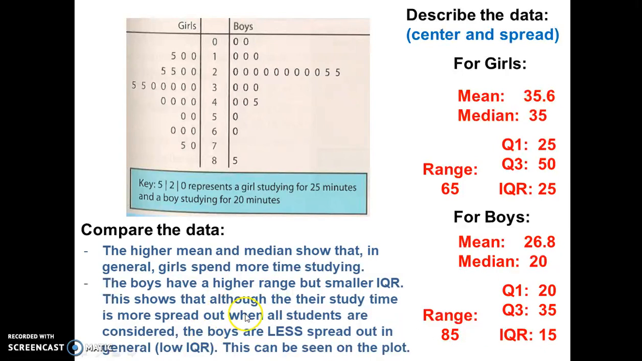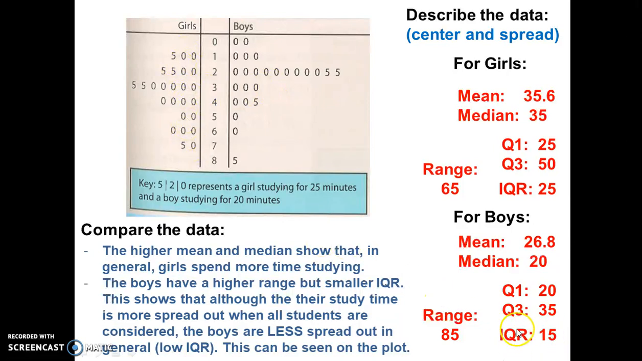Well, let's read this here because this is a really important point. The boys have a higher range but smaller IQR. This shows that although their study time is more spread out when all students are considered, the boys are less spread out in general because they have a low IQR. I would argue that the boys have less spread out study times and the girls have more spread out study times. Basically, if you ignore this one outlier, which doesn't really match the rest of the data, most of the boys are clustered in the middle here, whereas the girls are really spread out here.